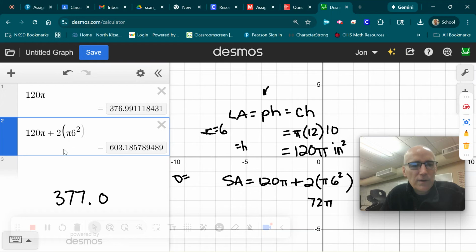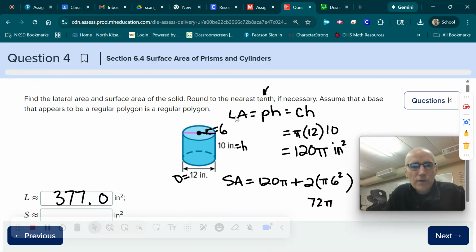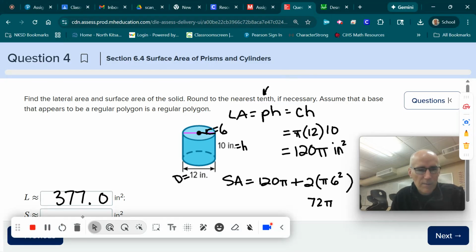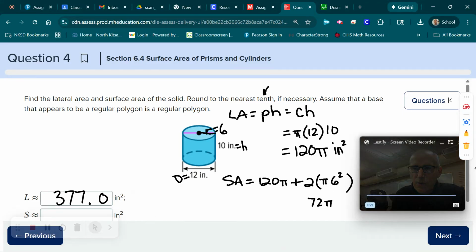You don't need to put 72 pi in there. You don't need to hit memory, or wonder what the number was again. So 603.2. I have to switch it over like this. It says, again, round to the nearest tenth, right? 603.2, I think, was my number. 603.2.